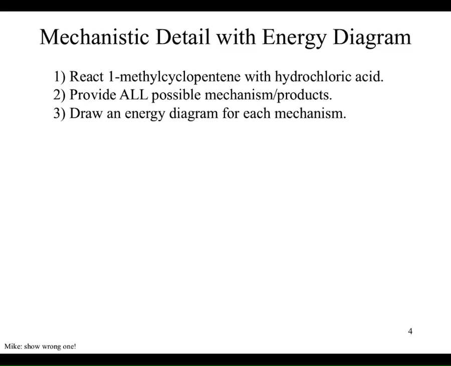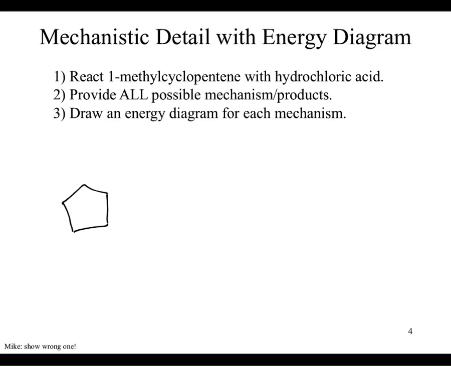Okay, so let's get a little bit of mechanistic detail with the energy diagram in, because I said that was important. So what I want you to do is take 1-methylcyclopentene with hydrochloric acid. You should be able to come up with all the possible mechanisms and products. Keeping it simple, ignore stereochemistry, but include regiochemistry. So consider regiochemistry when you run through your mechanism. And then you should be able to draw an energy diagram for both mechanisms. So there's a hint. And we'll give you a second there.